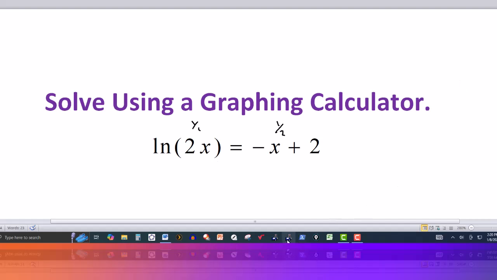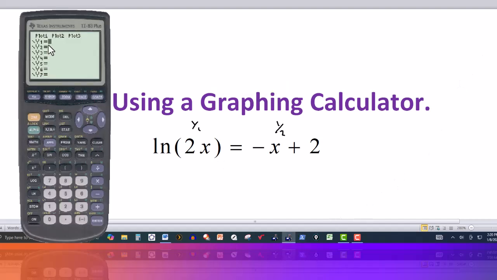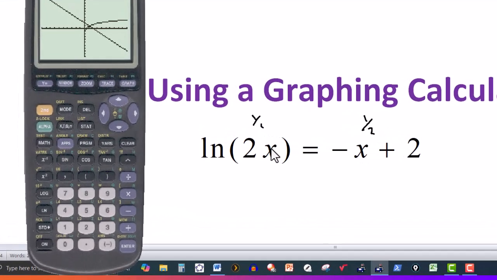So we'll bring up the calculator here, and for y1 we'll enter ln of 2x, and for y2 that'll be minus x plus 2. And then we just hit the graph key here. And the function on the right, of course, is a linear function, a line. And on the left we have the natural log. So those are the two graphs, and you can see where they intersect right there.